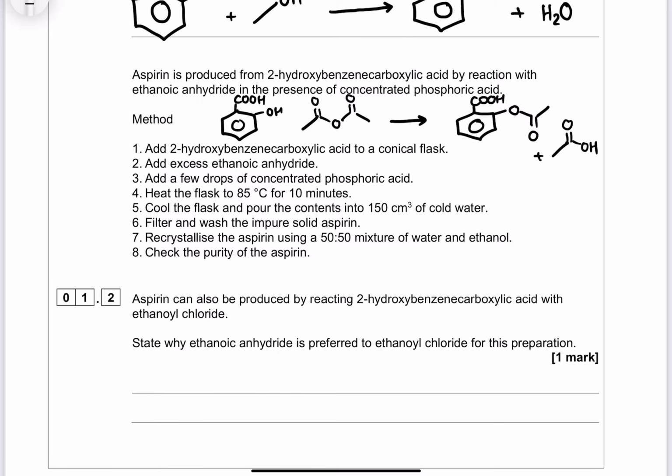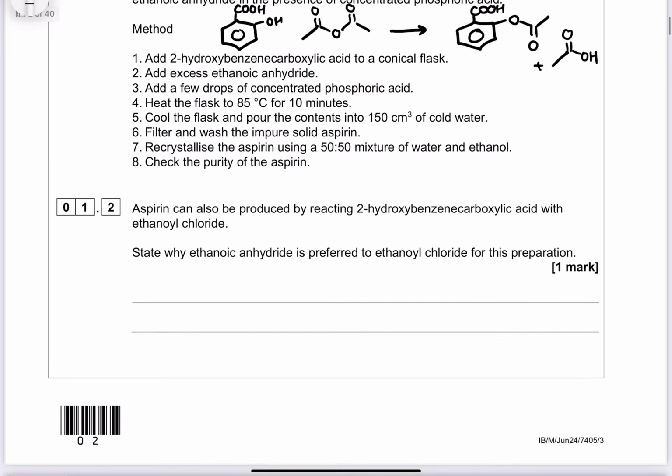So method: add 2-hydroxybenzene carboxylic acid to a conical flask. Add excess ethanoic anhydride and a few drops of concentrated phosphoric acid. Heat the flask to 85 degrees C for 10 minutes. Cool the flask and pour it onto 150 centimetres cubed of cold water. Filter and wash the solid aspirin. Recrystallise the aspirin using a 50-50 mixture of water and ethanol and check the purity.